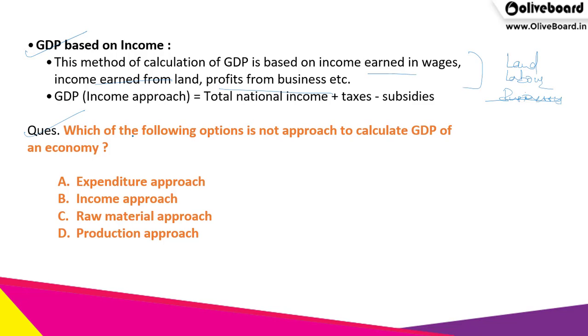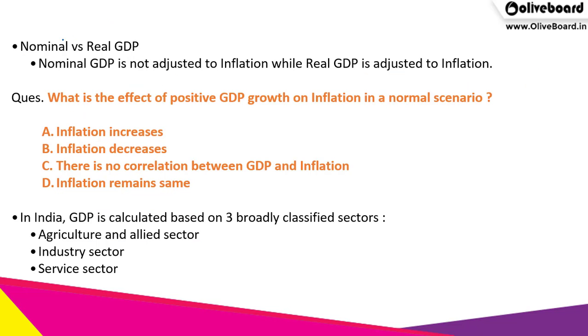Now question: which of the following options is not an approach to calculate GDP of an economy? We have just read: expenditure approach is one, income approach is one, production approach or output approach, we can call it production approach also. So this is the answer. Which of the following is not an approach? So raw material approach is nothing.